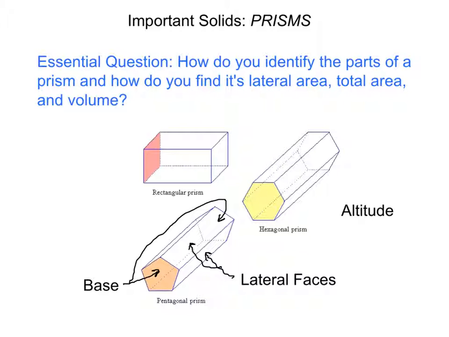Finally, there is the altitude. The altitude is a segment joining the two base planes and perpendicular to both. So if we were to look at this prism here, the altitude basically would be this distance here.